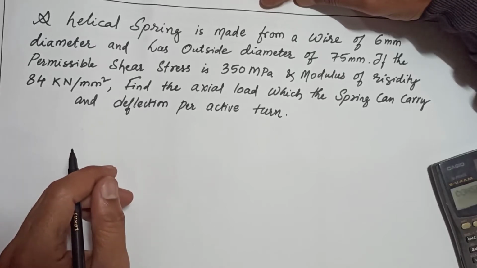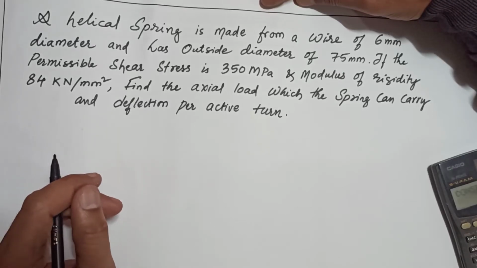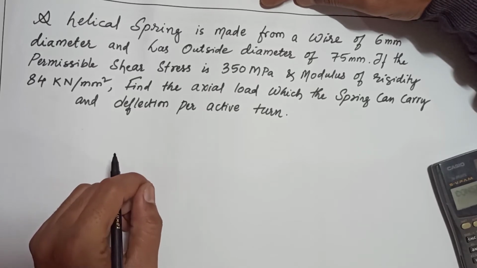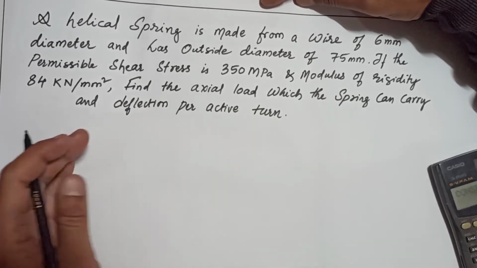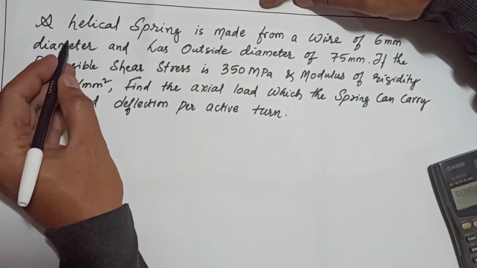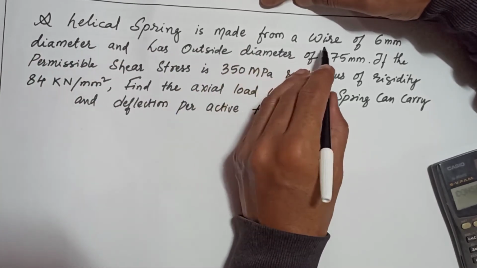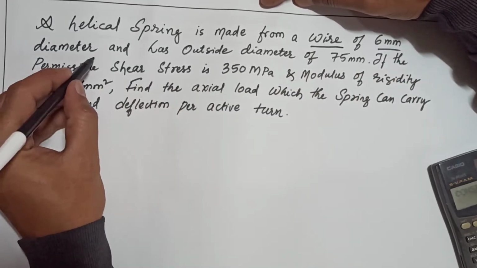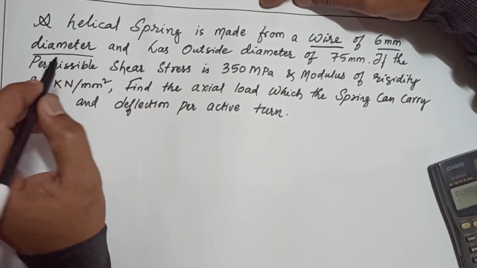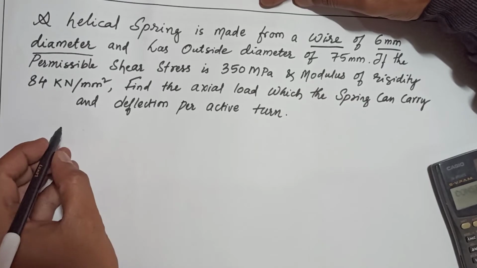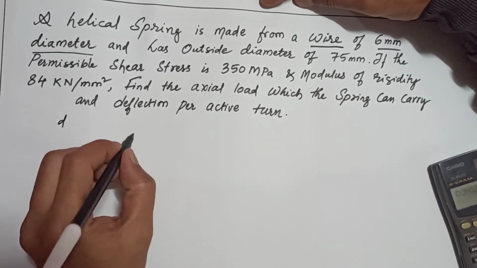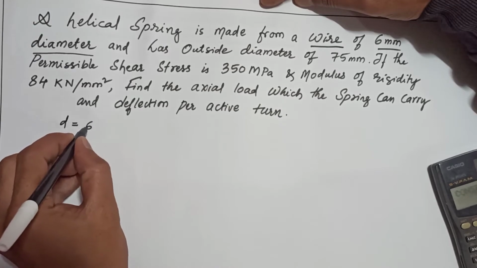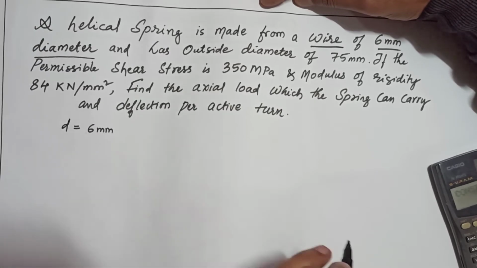So my dear students, in today's class I am going to solve a problem on a helical spring. On the screen you can see the question. A helical spring is made from a wire of 6 millimeter diameter. So this is the diameter of the wire. It will be denoted with small d, that is given as 6 millimeter.